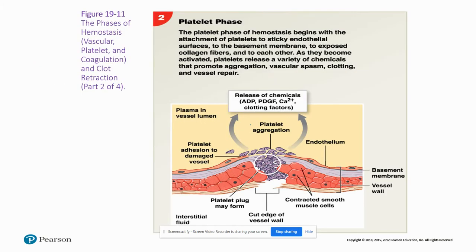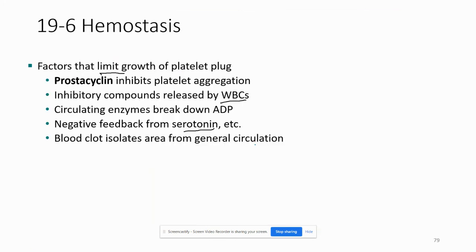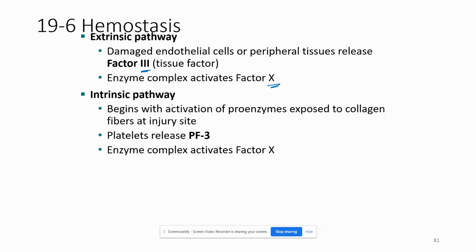Then it gets followed up by the activation of the enzyme complex factor 10. Factor 10 is also playing a role in intrinsic. This begins with activating our proenzymes, so they go from proenzymes, inactive, to enzymes, which are active, to collagen fibers that are present at the injury site. Platelets release platelet factor 3.